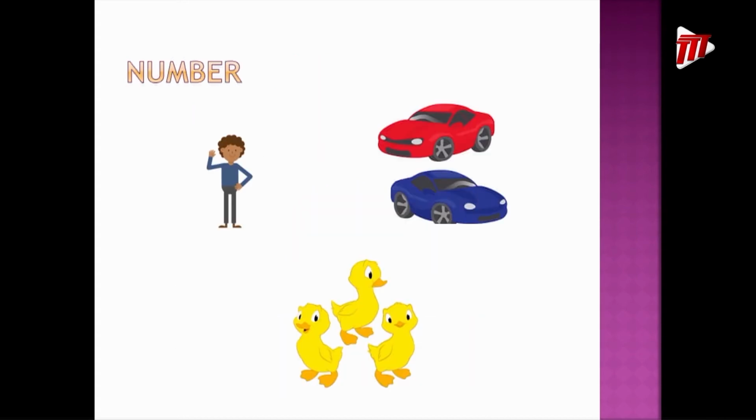We can also use numbers to describe nouns. 1 boy, 2 cars, and how many ducklings do you see? Do you know a duckling is a baby duck? I can count 1, 2, 3. 3 ducklings.